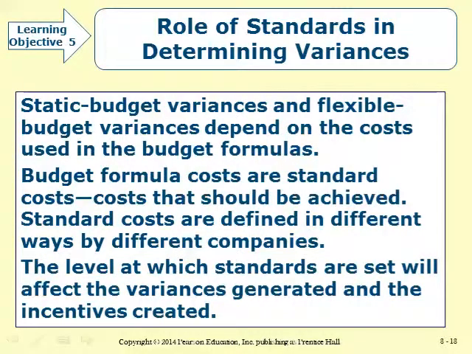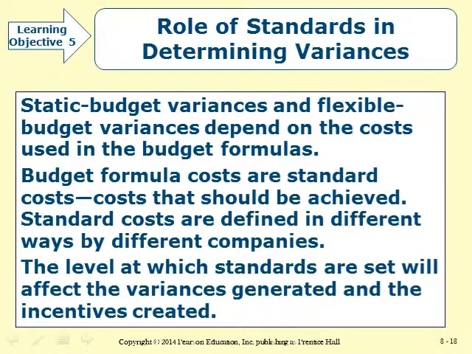So both static budget variances and flexible budget variances depend on the cost used in the budget formulas. Budget formula costs are standard costs, costs that should be achieved. However, standard costs are defined in many ways by different companies. Many companies set standard cost equal to expected cost, that is, the cost that is most likely to be obtained.